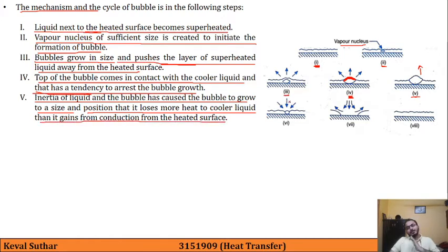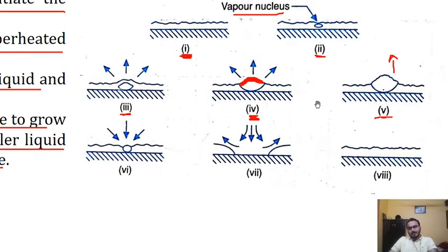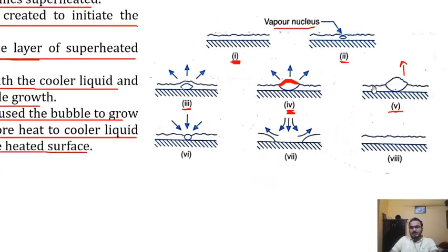So two things are happening here: this largest bubble is getting the heat from the heated surface by conduction, and this bubble is losing its heat to the cooler liquid here. So what happens is that it is losing more heat than it is gaining from the surface. So ultimately this bubble is now in a stage where it is losing its heat energy.